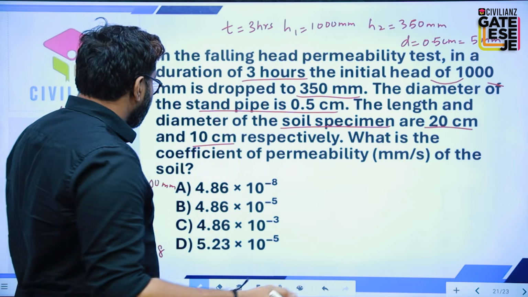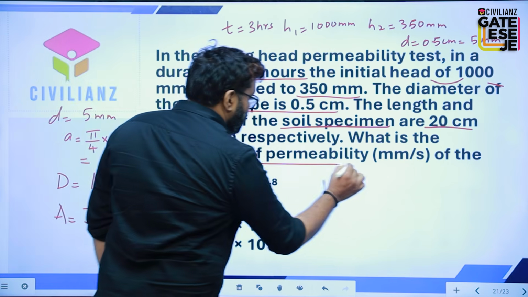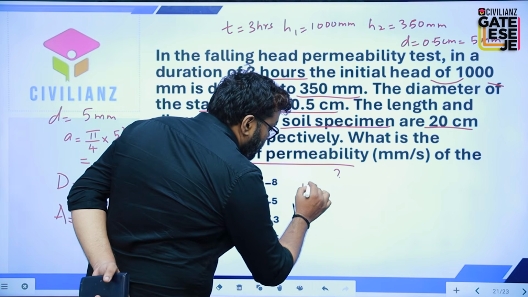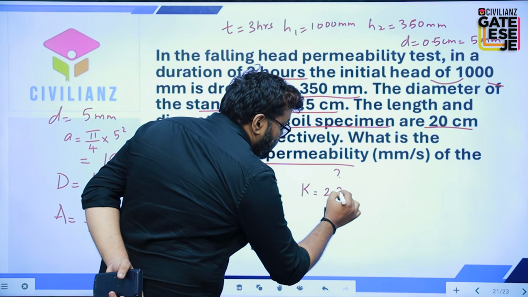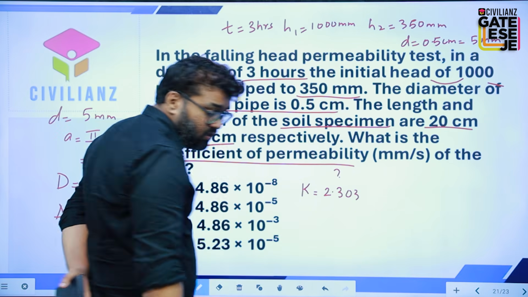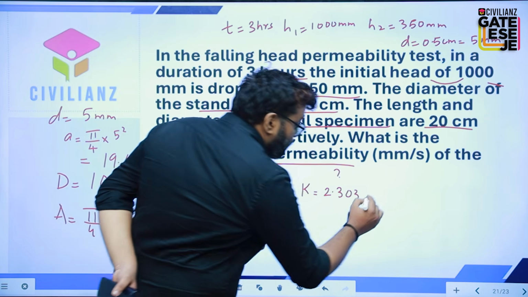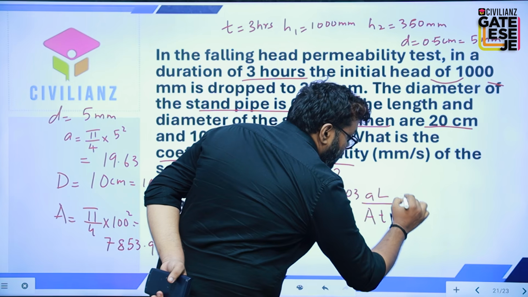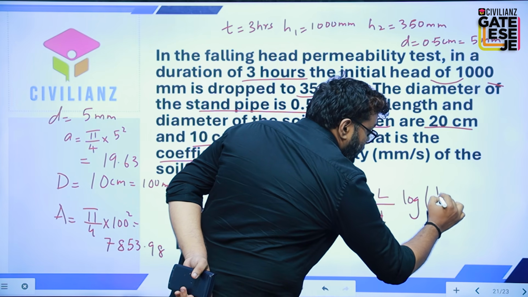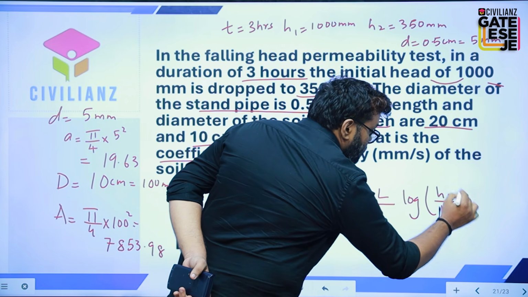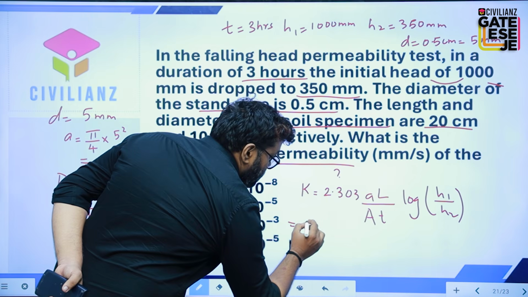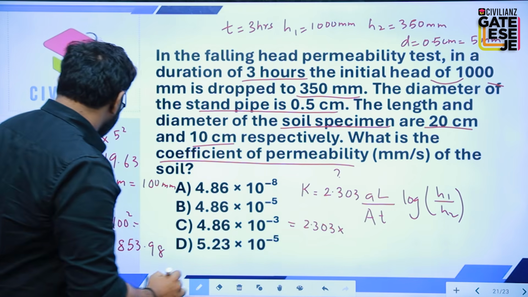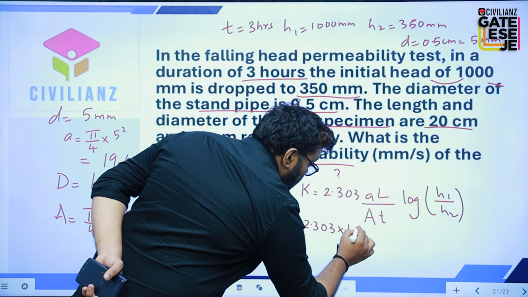So what is the coefficient of permeability? So the question is, what is the coefficient of permeability? We know the equation is K is equal to 2.303 AL by At log H1 by H2. So we can substitute as 2.303 into area, which is given as 19.63.